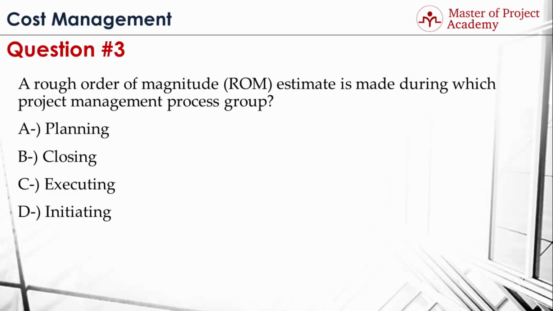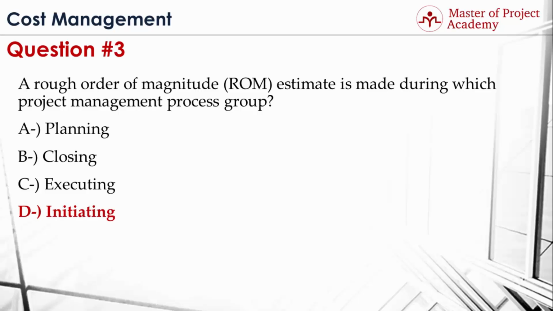Question 3. A rough order of magnitude, or ROM estimate, is made during which project management process group? A. Planning, B. Closing, C. Executing, or D. Initiating. The answer is D.